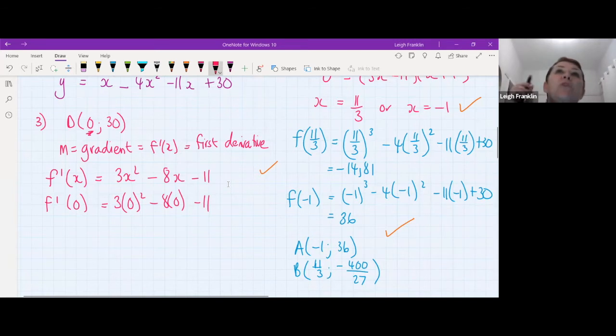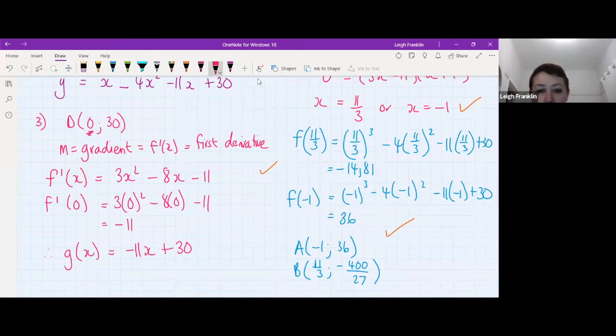So in this case, we don't need to sub in the y. If we don't know what the c value is, and we're working with y equals mx plus c, then we need the m and the x and the y to work out the c. But we know what the c is in this case. So that's why we don't have to sub the y in. All right, so we know that 0 minus 0 is going to give us 0 minus 11 gives us negative 11. Good. Yes, well done. So therefore, g of x is the equation negative 11x plus 30.